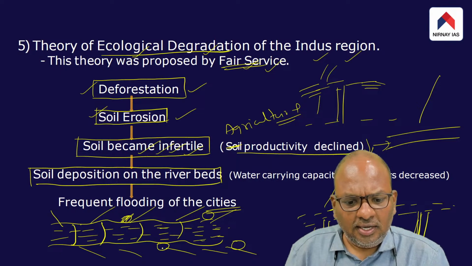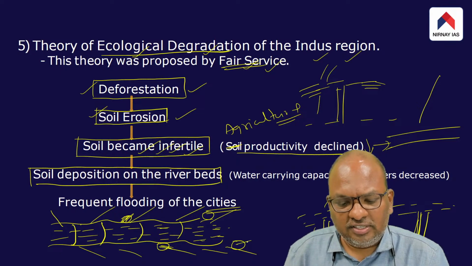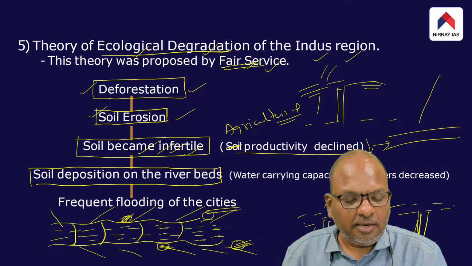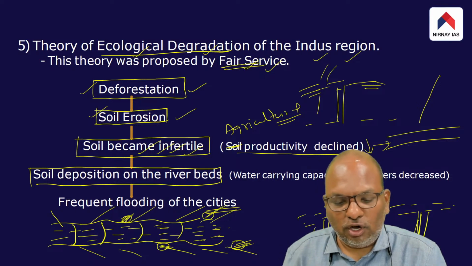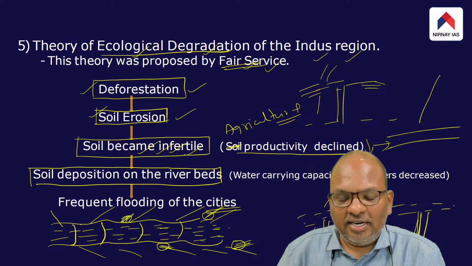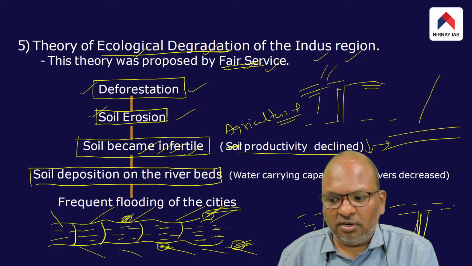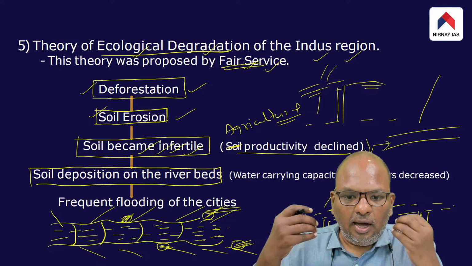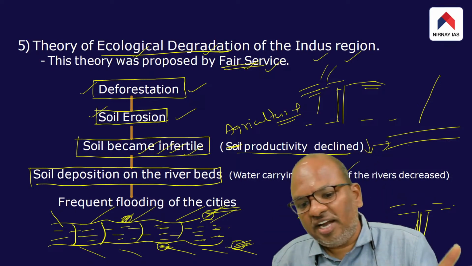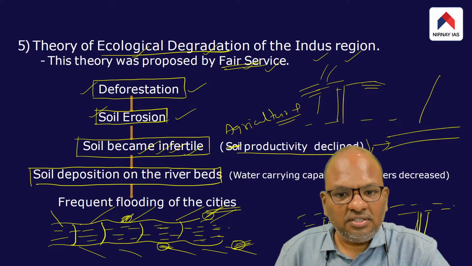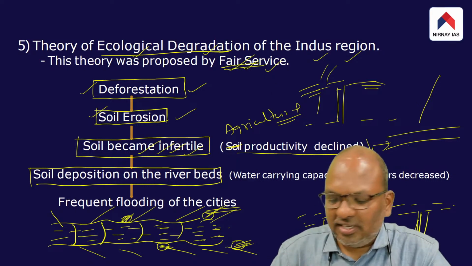As a result, the cities of Indus Valley Civilization began to experience flooding, and because of the recurrent flooding, plus decreased agricultural productivity in the area, the people of the Indus Valley Civilization deserted those cities and migrated to some other parts of the Indian subcontinent. This was the argument presented by Fairservice.